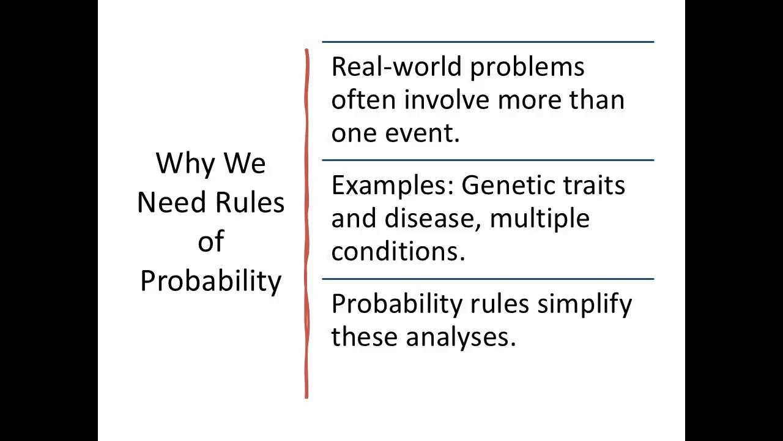Because many real-world problems involve more than one event. Think of calculating the chance that a person has both a genetic trait and a disease, or the chance of recovering from two simultaneous conditions. The rules we learn today, addition, multiplication, and complements, help us handle these kinds of compound probabilities.